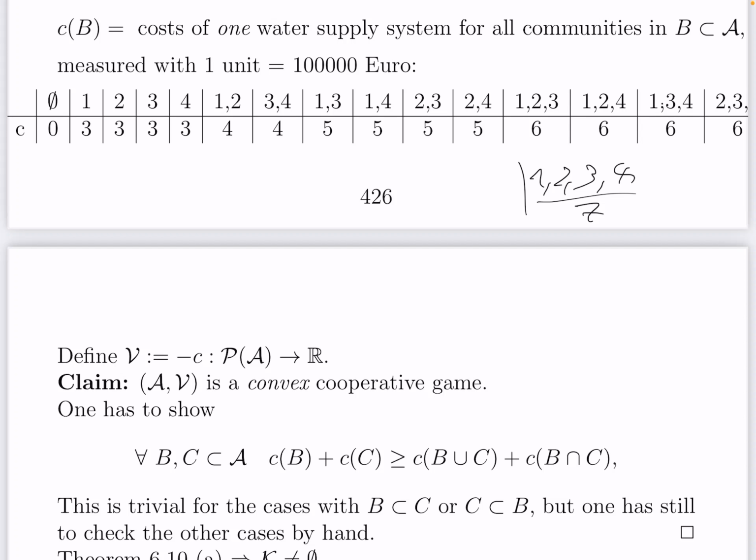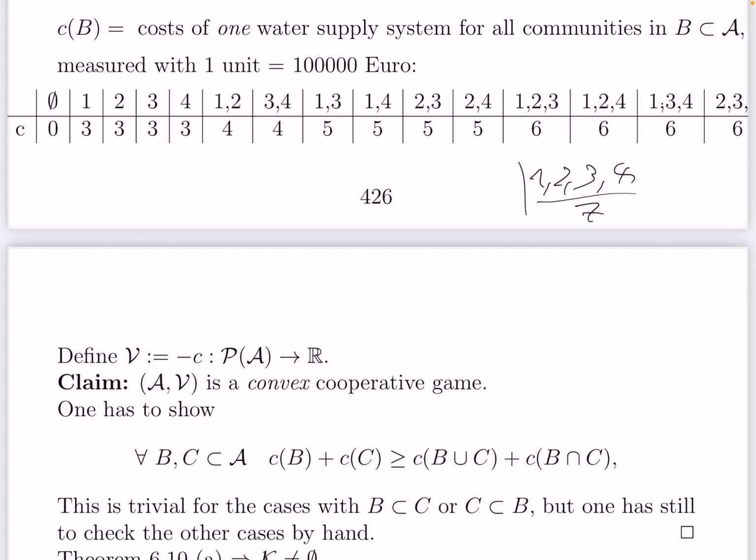So in order to prove that, one has to do quite a lot. The easy cases are the cases where one coalition is contained in the other. If B is a subset of C, then B union C is equal to C and B intersection C is equal to B. So then we have equality. And similarly, if C is a subset of B. So these are the easy cases. There's nothing more to do.